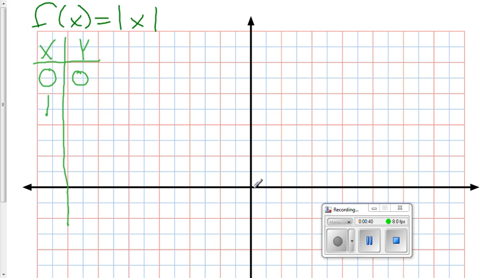Putting the point 0, 0 is right here. Then substituting a 1 in, you would get 1. A 2 would get you 2. A 3 would be 3. And so on and so forth on the positive side. Then if you look at the negative side and you substitute a negative 1 in, the absolute value of negative 1 is 1. The absolute value of negative 2 is 2. And the absolute value of negative 3 is 3. And so on and so forth. So you would have these coordinates.